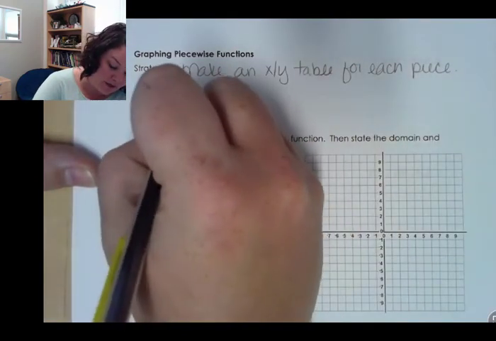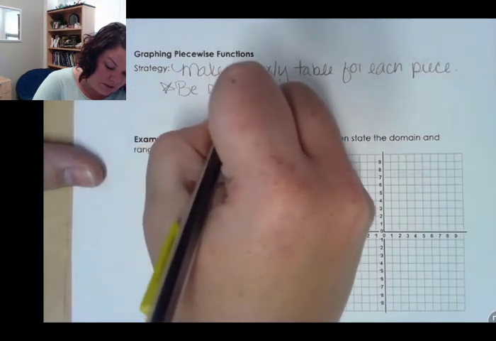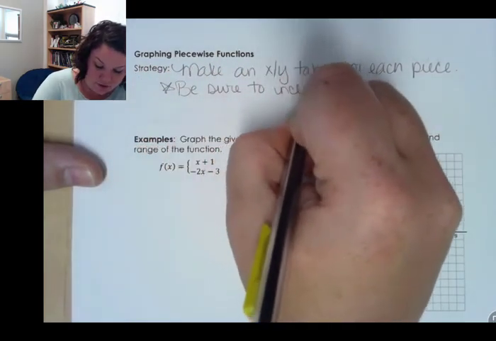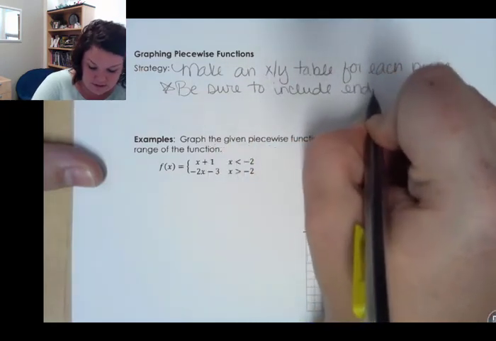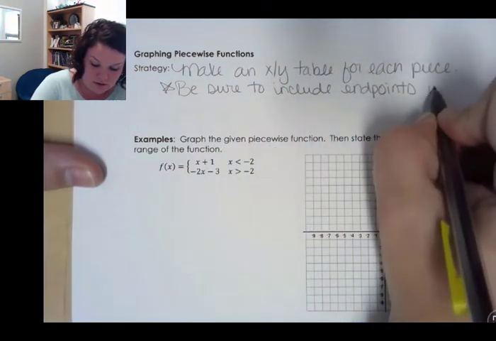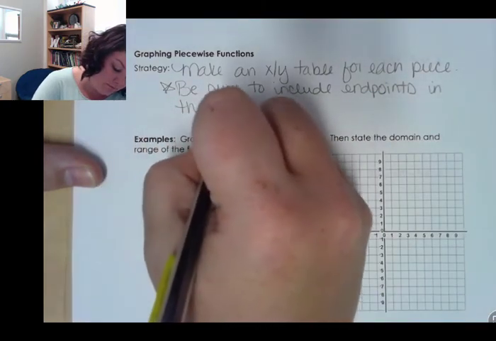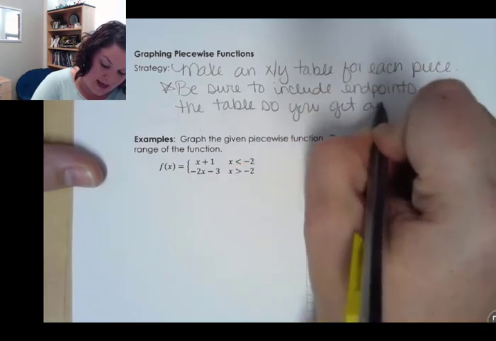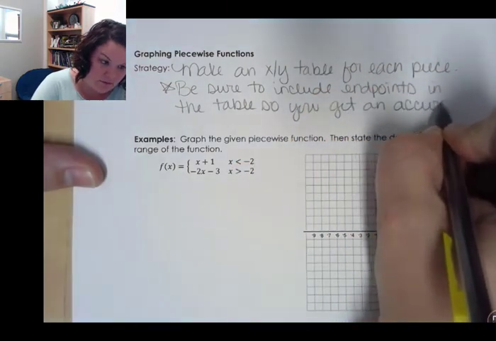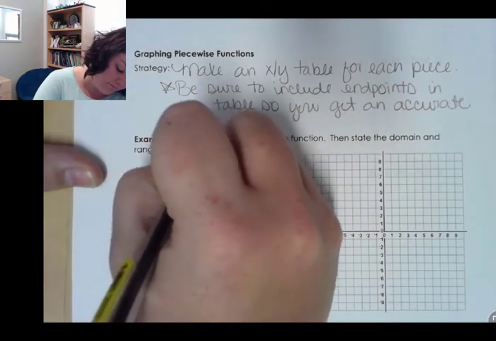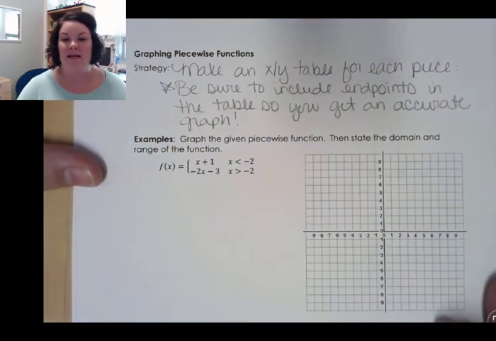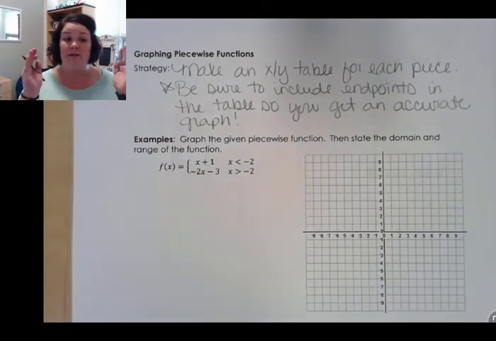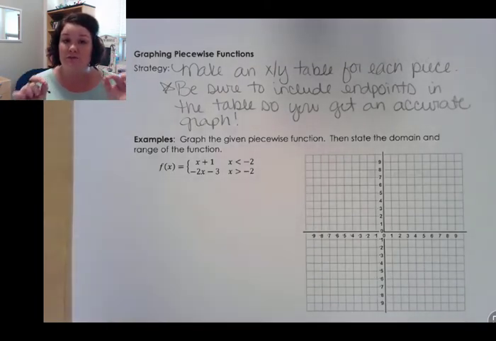Okay. And I'm going to put here as a note, be sure to include endpoints in the table so you get an accurate graph. Okay, make an XY table for each piece. Now, if each piece has start and stop points, we have to make sure we include those very important endpoints so that our graph looks correct.